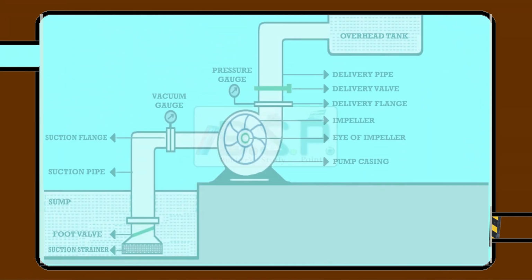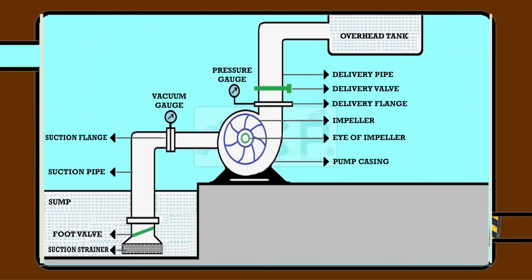Now, as you can see in this video, the water enters the pump from the eye of impeller. Now the impeller is connected to a shaft and shaft is connected to a motor. So whenever the shaft rotates, the impeller also rotates with the shaft. Now along with shaft and impeller, the water also rotates. Now from rotating, the kinetic energy of water increases.